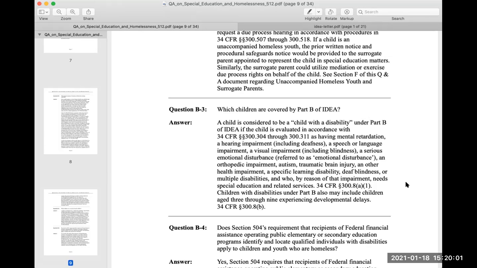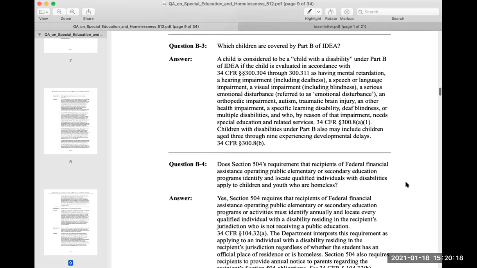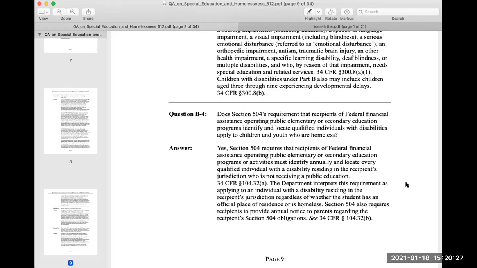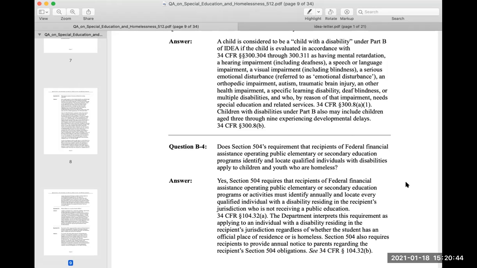Which children are covered by Part B of IDEA? A child is considered to be a child with a disability under Part B of IDEA if the child is evaluated in accordance with 34 CFR paragraph 300.304 through 300.311 as having mental retardation, a hearing impairment, including deafness, a speech or language impairment, a visual impairment, including blindness, a serious emotional disturbance, referred to as emotional disturbance, an orthopedic impairment, autism, traumatic brain injury, other health impairment, a specific learning disability, deaf-blindness, or multiple disabilities, and who, by reason of that impairment, needs special education and related services. 34 CFR paragraph 300.8a1. Children with disabilities under Part B also may include children aged 3 through 9 experiencing developmental delays.